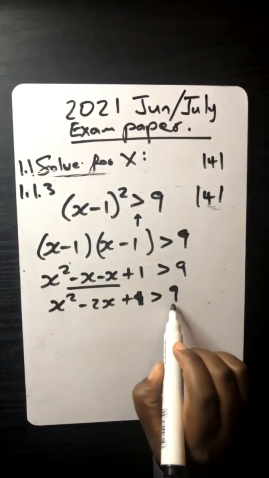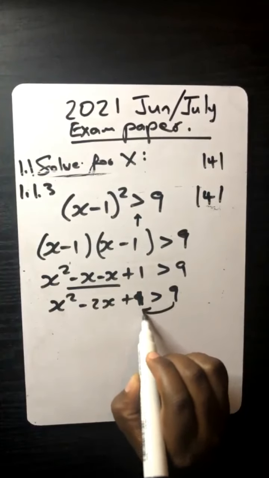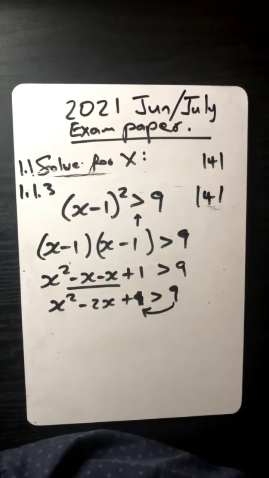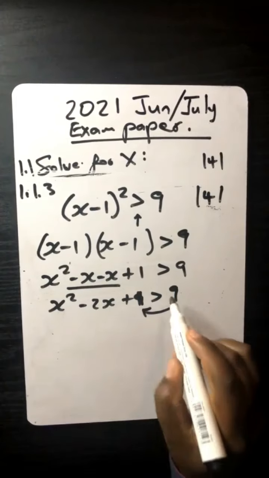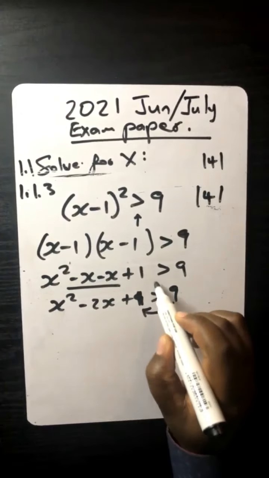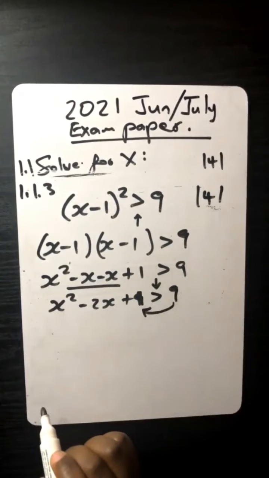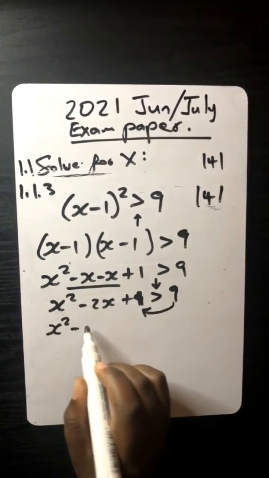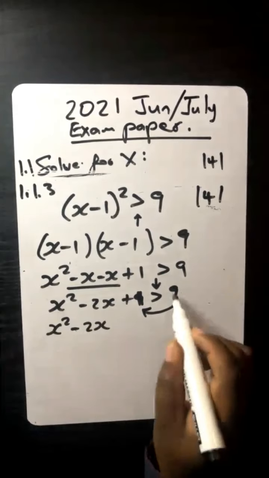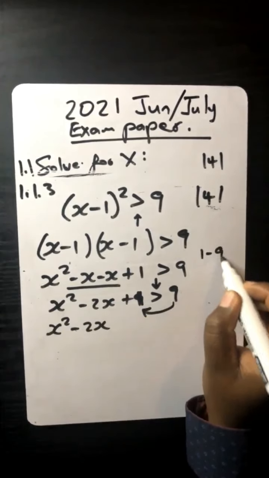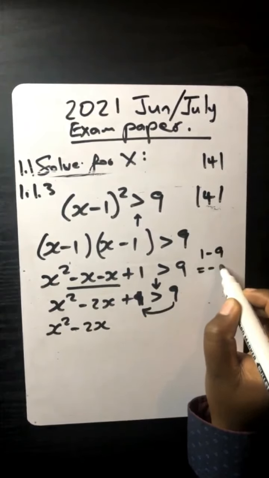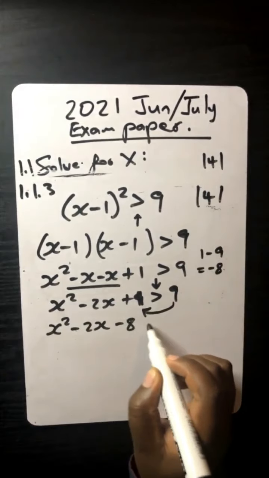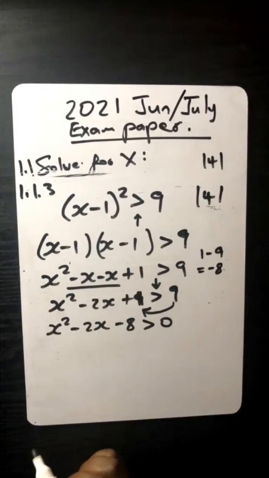So now you can transpose, or move that 9 to the other side. Be careful, guys. When you move it to the other side, the inequality sign does not change. So you therefore have x squared minus 2x, and 1 minus 9 is going to be what? Negative 8. So you have x squared minus 2x minus 8 greater than 0.